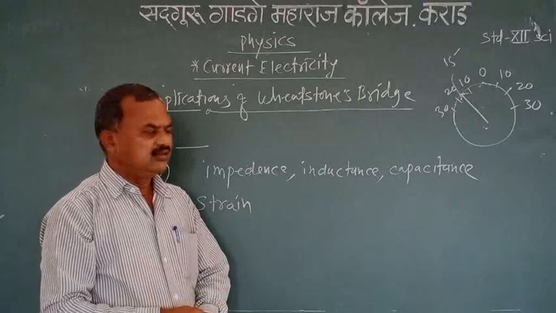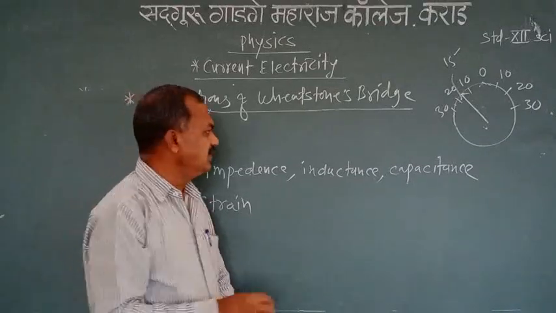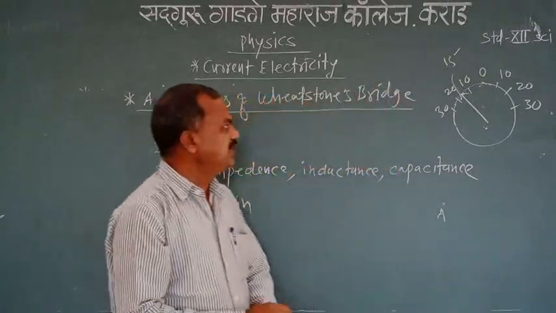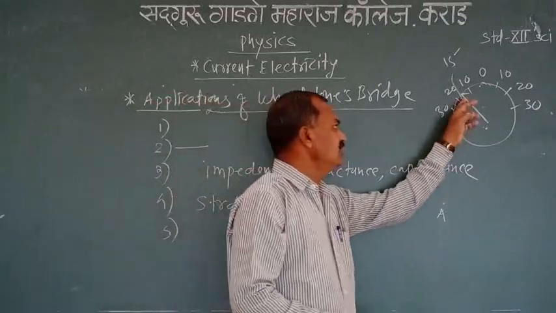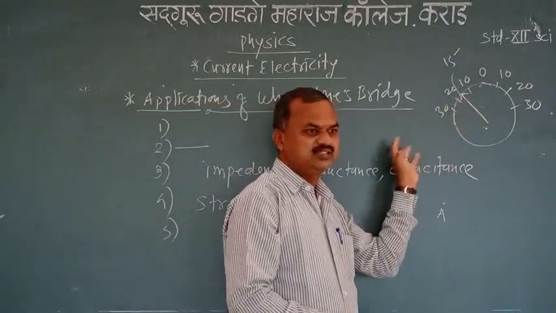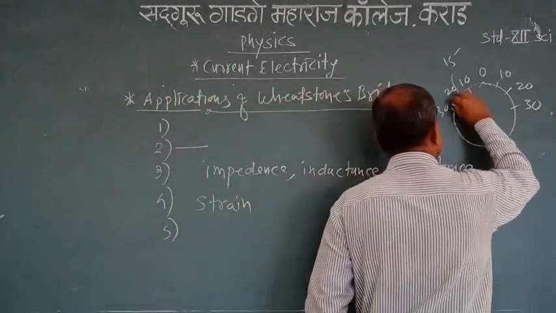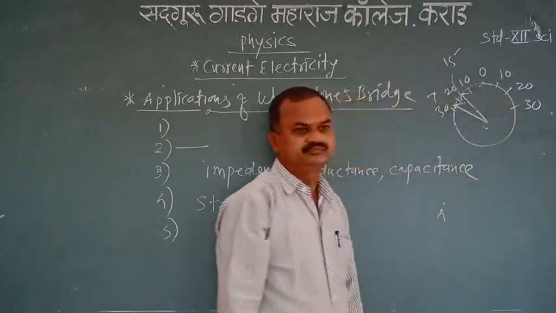Then touch the jockey at the end A of the wire and observe the deflection in the galvanometer. The deflection in the galvanometer is either towards left or right. Suppose this galvanometer shows deflection of 7 divisions towards left.